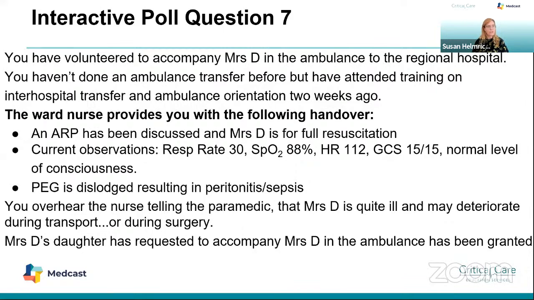Her current observations: respiratory rate is 30, oxygen saturations are 88%, her heart rate is 112, she's got a Glasgow Coma Scale of 15 and a normal level of consciousness. Her PEG has become dislodged, resulting in peritonitis and sepsis. In addition, you do overhear the nurse telling the paramedic that Mrs. D is quite ill and she may deteriorate during transport or during surgery once she reaches the regional hospital. Mrs. D's daughter has requested to accompany Mrs. D in the ambulance, and this has been granted.